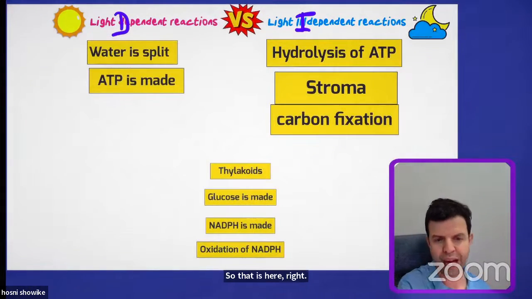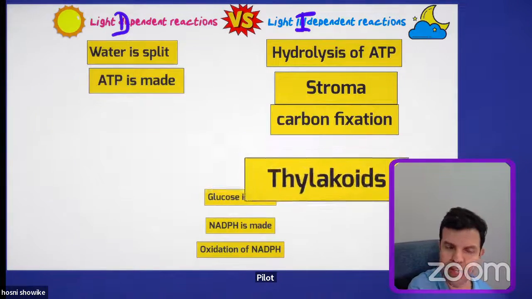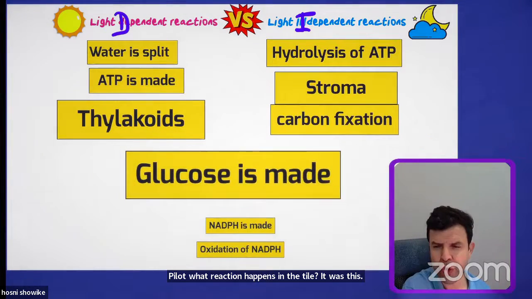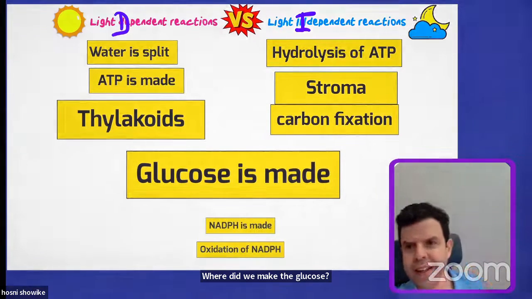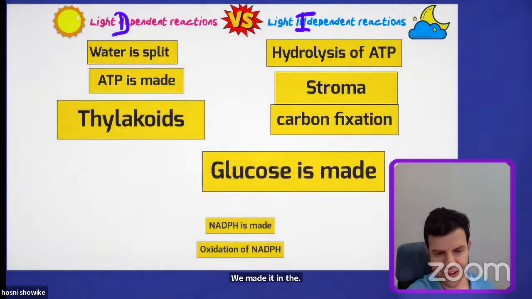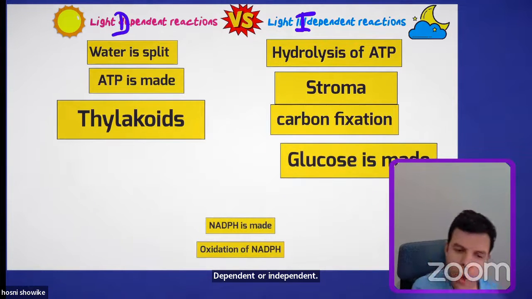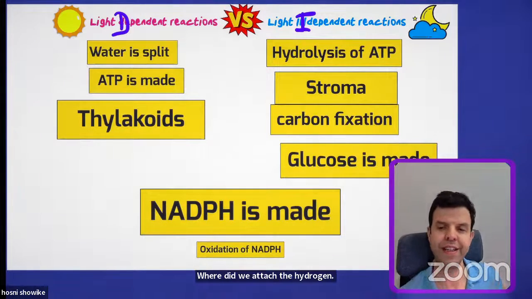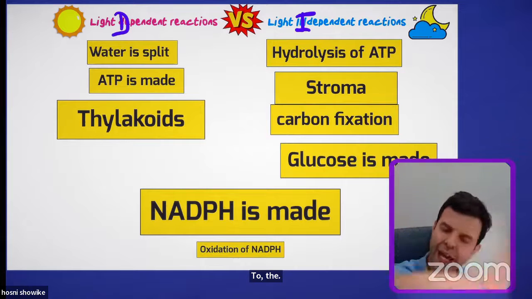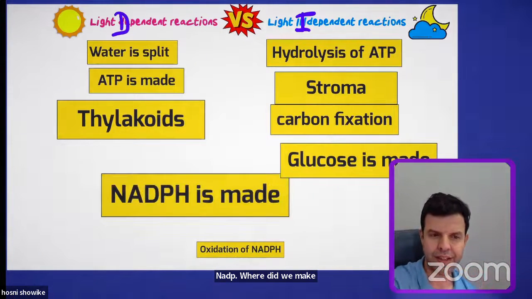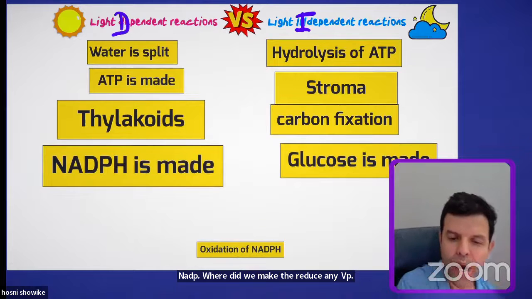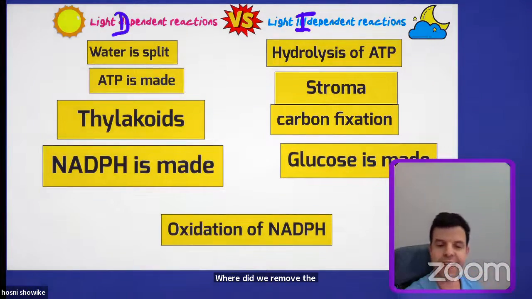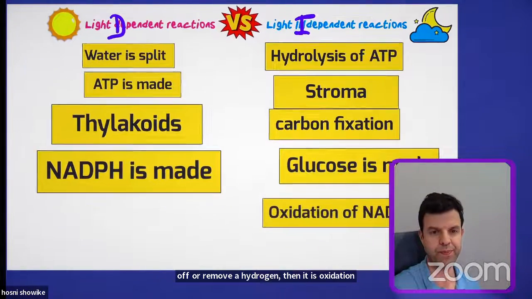Which reaction happens in the thylakoid? It was this. Where did we make the glucose? We made it in the dependent or independent? Here. Where did we attach the hydrogen to the NADP? Where did we make the reduced NADP? Here, right? Where did we remove the hydrogen? Remember, if you take off or remove a hydrogen, then it is oxidation.